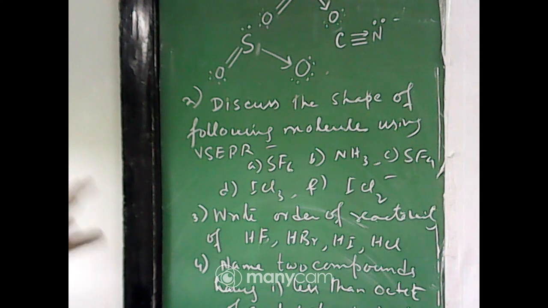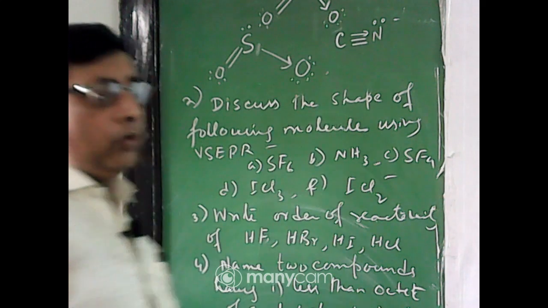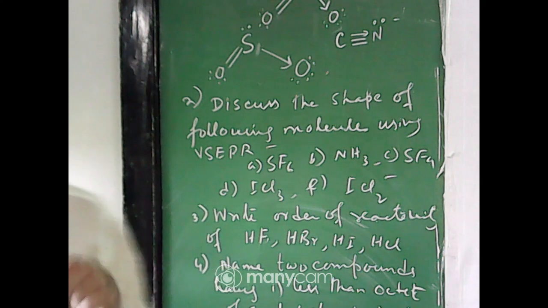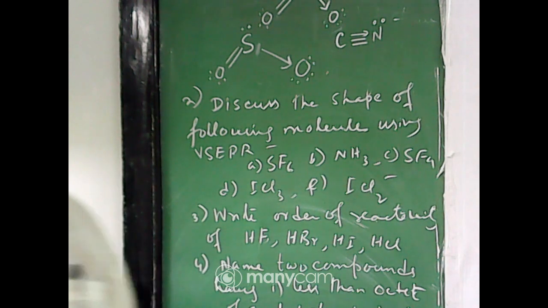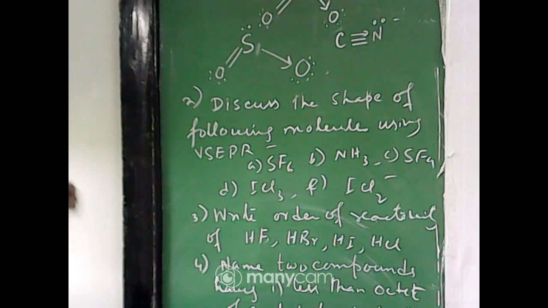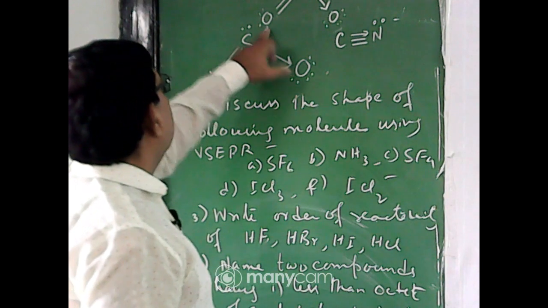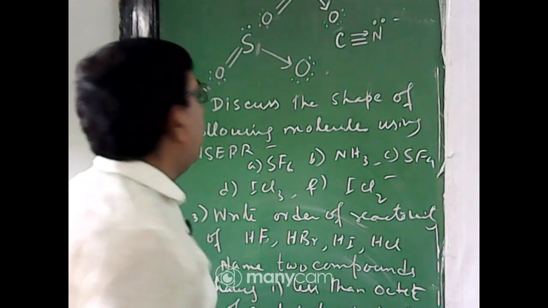All of you write this answer: SO2, O3 and CN minus. When you draw the Lewis dot structure, you must mention the lone pair electrons on each atom after the completion of bonding. This oxygen has 2 lone pairs, this oxygen 1 lone pair, this oxygen 3 lone pairs. You must mention this.